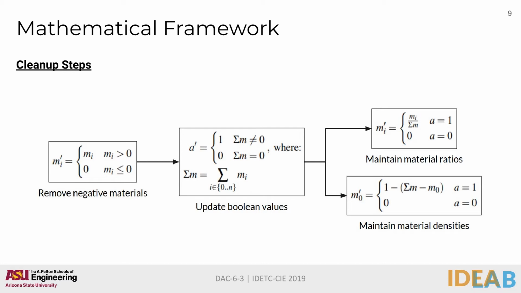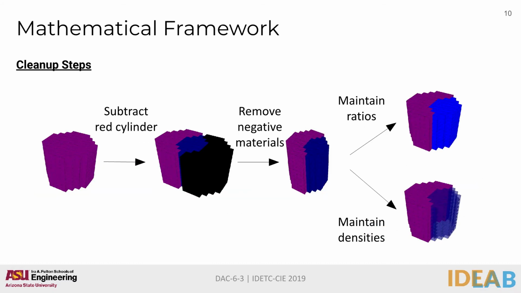To correct this, two approaches can be used. The first is to maintain the ratio of the materials present and simply scale them up to fill the voxel. The second is to leave the voxels at their current densities and scale the null material value to account for the remaining material. This figure illustrates a purple cylinder which has had a red cylinder subtracted from it, resulting in a portion of the model that contains only blue material at 50% density. The two options on the right show the results of either maintaining the ratios of materials or maintaining the densities of materials present in these blue voxels.